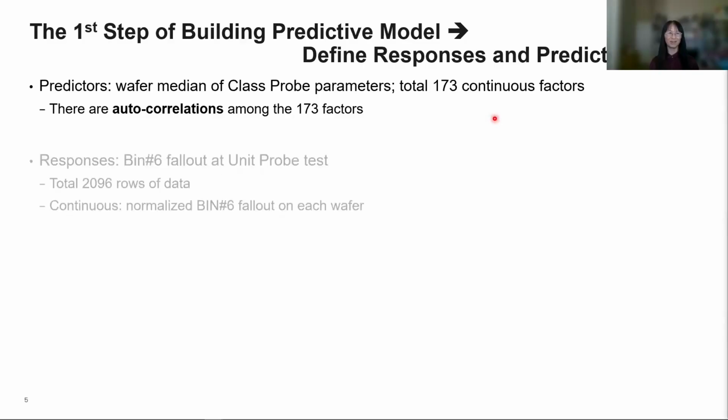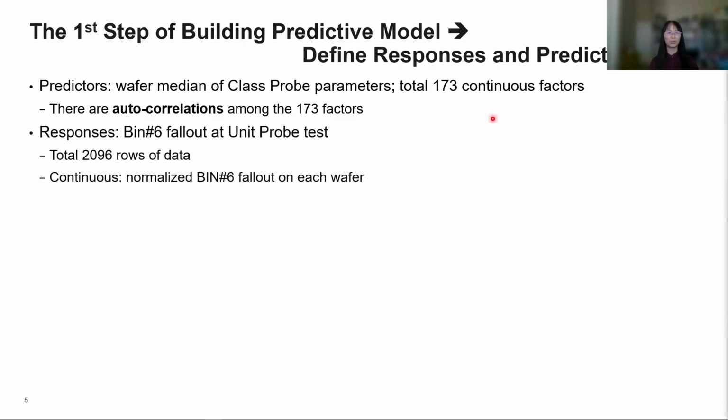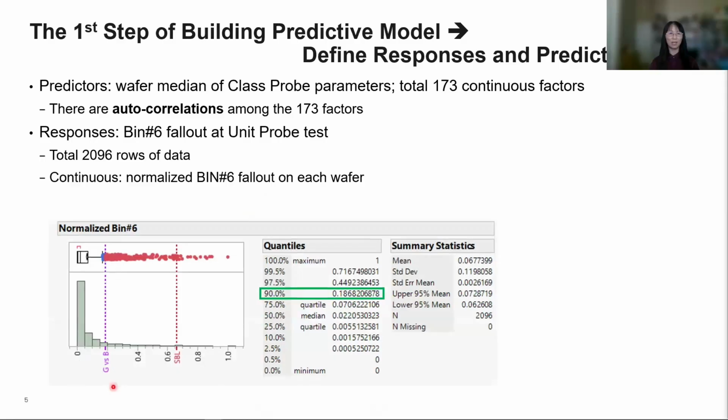And for the response, obviously, we are going to use bin 6 fallout here. We have a total of more than 2,000 wafer data in my database, so I'm going to use all of them. The normalized bin 6 fallout is the continuous response I'm going to use. And you can see that this is the histogram of my normalized bin 6 fallout pattern.